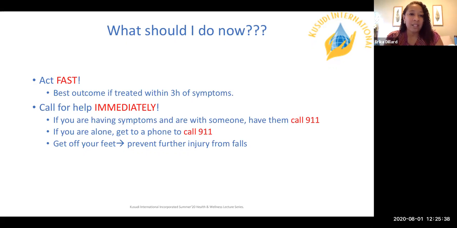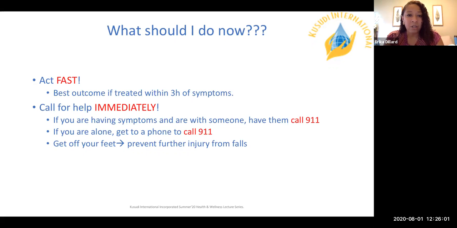The reason for this is the best outcomes in patients happen when you treat your symptoms within 3 hours. So you want to make sure that as soon as these things are noticed, you call for help immediately. If you are having symptoms or someone else you know is having these symptoms, call 911. If you're alone and you're able to get to a phone, again, you should call 911.